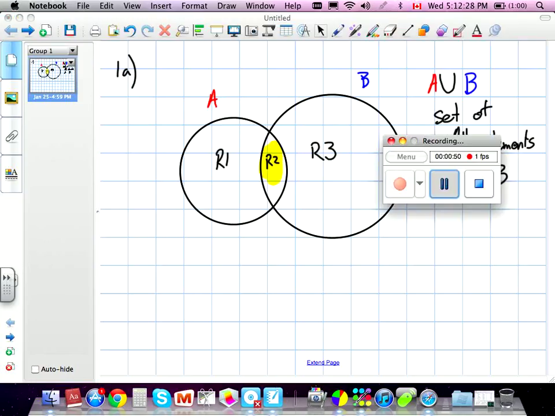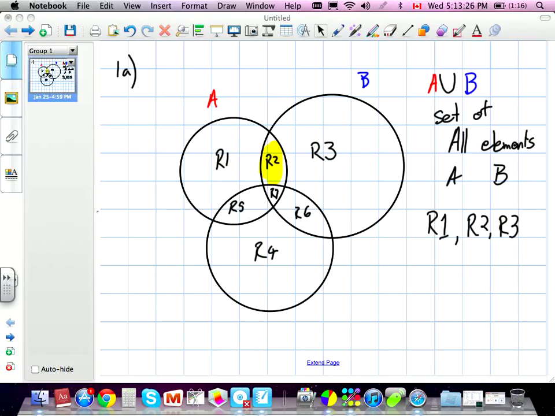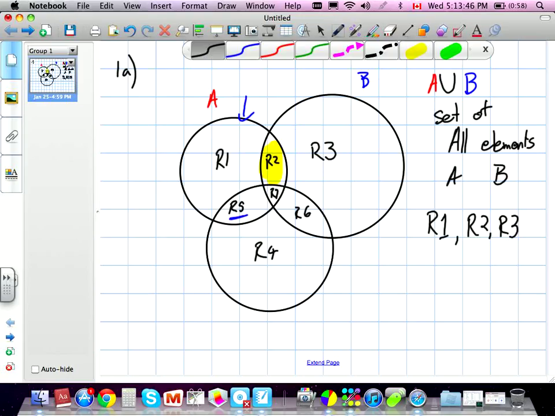All right, so similarly to that idea, when they said the union of A and B, we had section A, because that is a section of A. B, R3 is a section of that. R2 is where they both intersect. But there are also other regions in this. For instance, R5. It doesn't intersect with A and B, but it is part of A. So R5 would fall under this category.